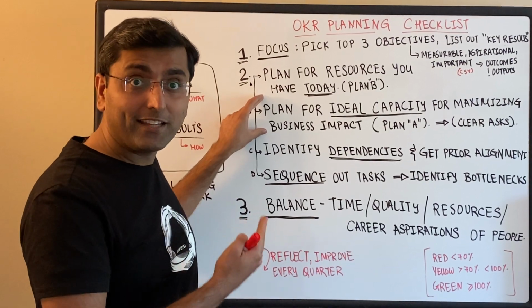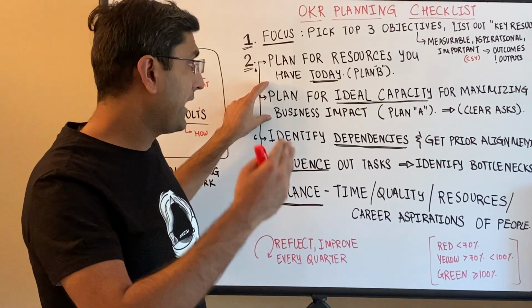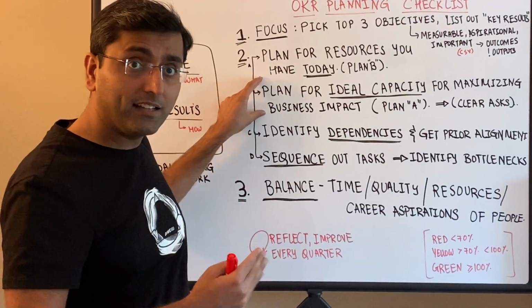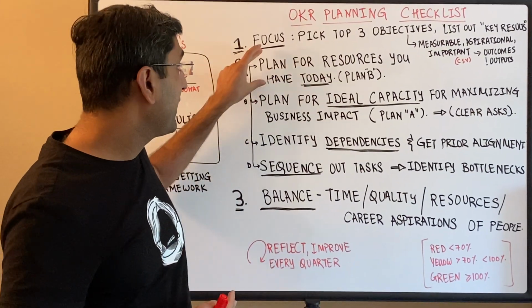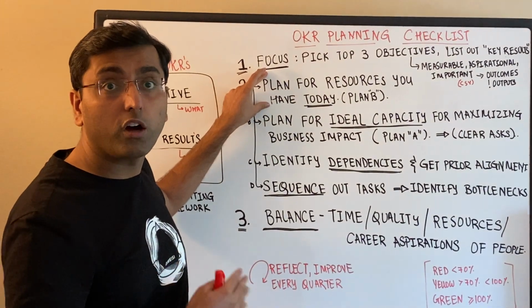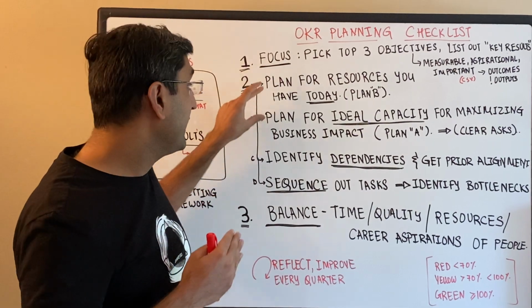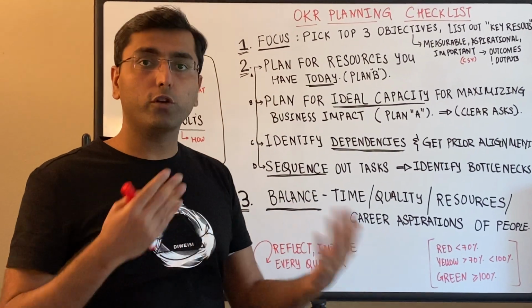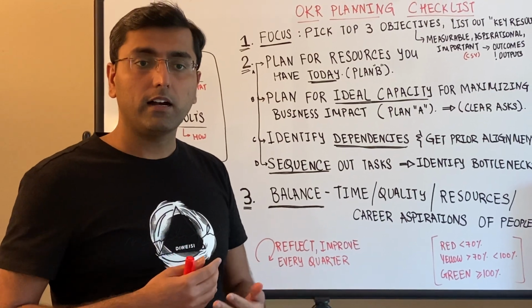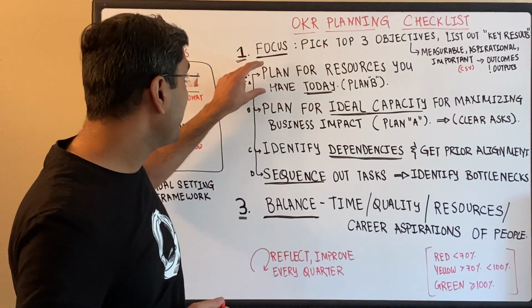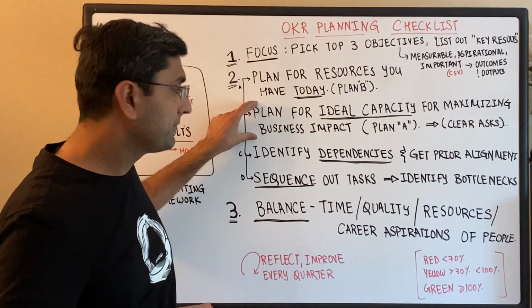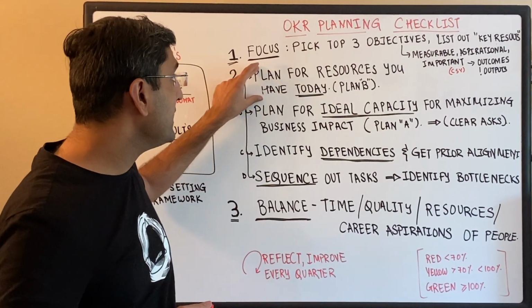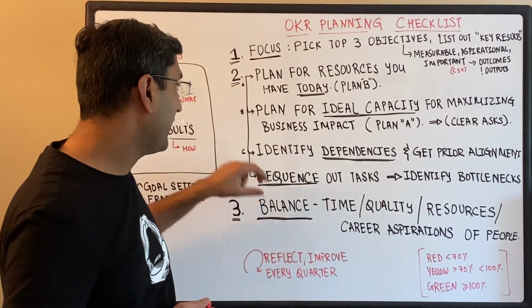You start with plan A saying, hey, this is my ideal scenario for having maximum business impact, and these are my asks. But you also need to have plan B ready, which is something that you can fall back on and implement right away in case plan A doesn't succeed, or let's say the leadership decides that all of your asks may not be able to be fulfilled. So you need to have an effective plan B and a plan A. A plan A is an ideal plan. Plan B is with resources that you have today.